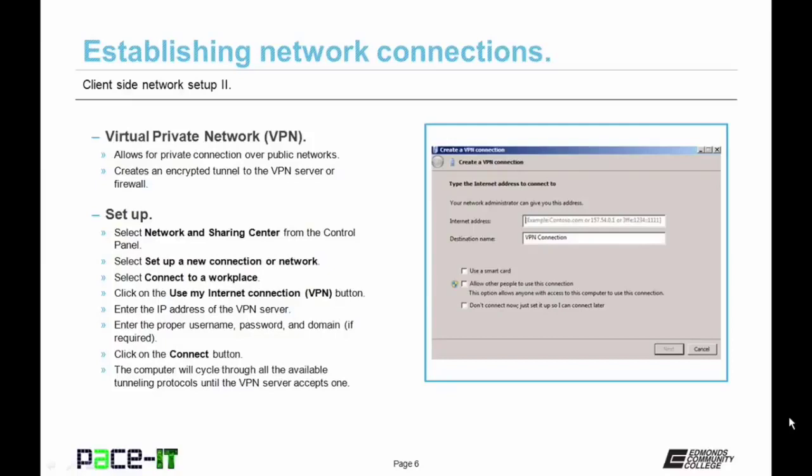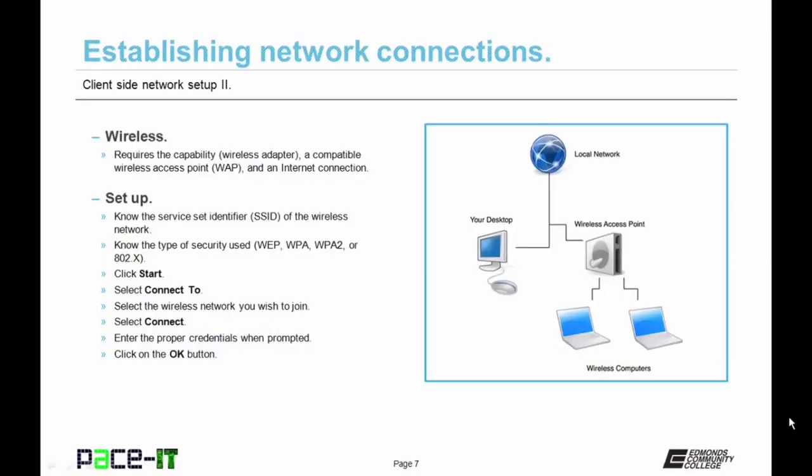Select Network and Sharing Center from the control panel. Select Set up a new connection or network. Select Connect to a workplace. Select Use my internet connection, VPN. Enter the IP address of the VPN server. Then you need to enter the proper username and password, and a domain if required. Select Connect. The computer will cycle through all of its available tunneling protocols until it and the VPN server agree upon which one to use. And then you have your connection.